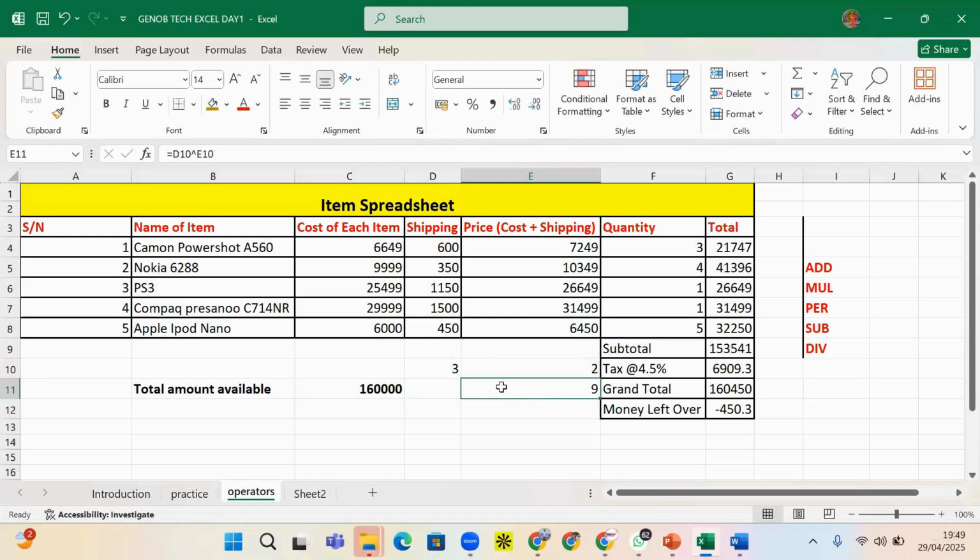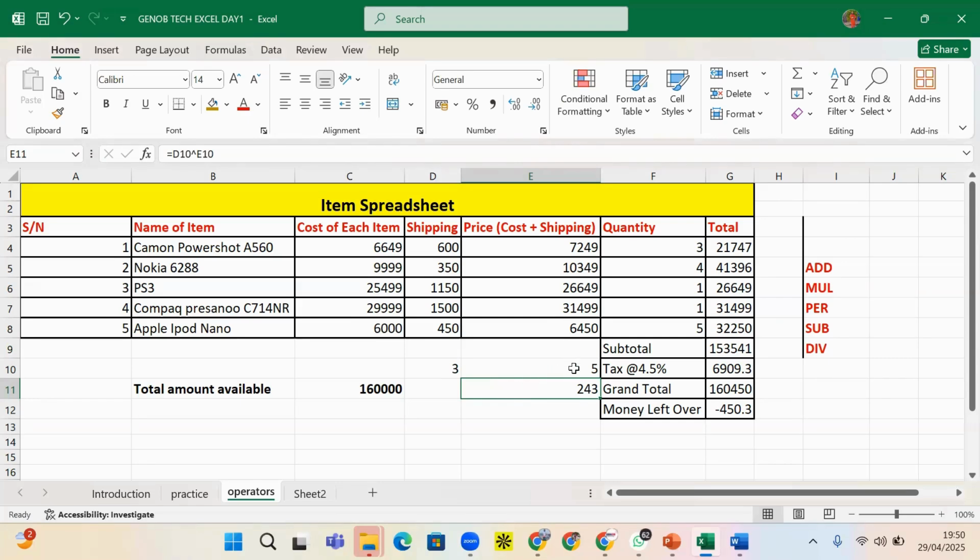So imagine that there is a new update that it's no longer 3 raised to power 2. It's now 3 raised to power 5. Once I change the 2 to 5 and I enter, the result will automatically change. So that's why it is very useful and helpful to use cell references or cell names instead of using the value of the cell. Do you understand?